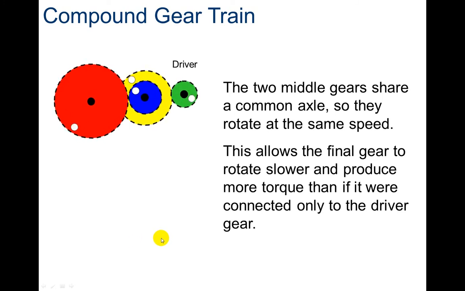All right, so this says it allows the final gear to rotate slower. I keep doing that. For some reason, these examples like to go from right to left. So we're saying that the green one is our driver gear. It's going from a small one to a larger one, and that's why it's going so much slower. And it's going to then increase our torque.